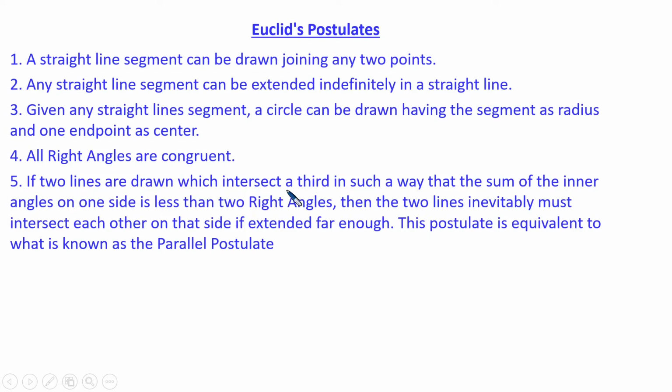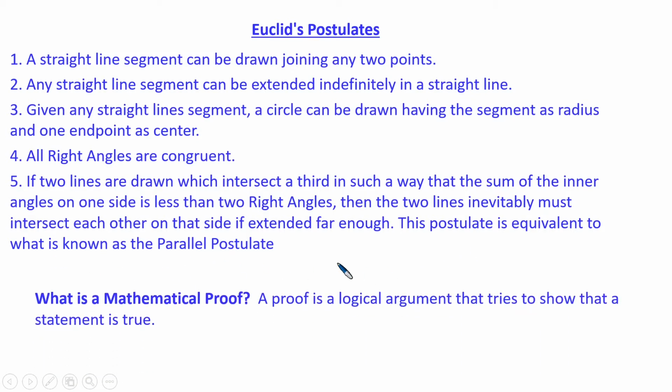If two lines are drawn which intersect a third in such a way that the sum of the inner angles on one side is less than two right angles, that is, two right angles means 90 plus 90, 180 degrees, then the two lines inevitably must intersect each other on that side if extended far enough. Because it is converging, if you keep on extending, it will intersect on that side, where your angles are less than two right angles, that is, less than 180 degrees. This postulate is equivalent to what is known as the parallel postulate.